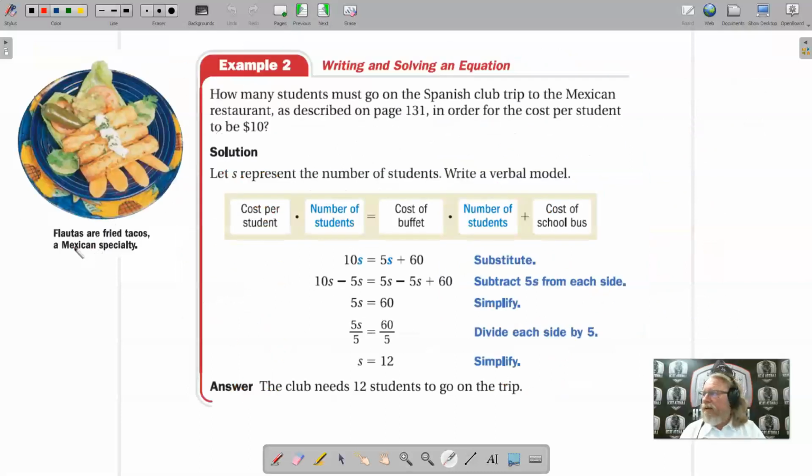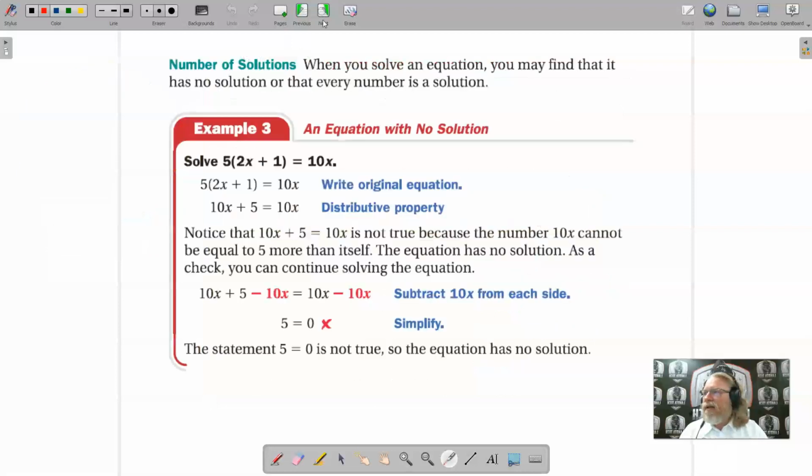And those do look a bit tasty. I believe that's pronounced flautas, but they're fried tacos. They're a Mexican specialty. Used to get those in Kansas City at a little restaurant we used to call Hole in the Wall. So at any rate, let's go on.